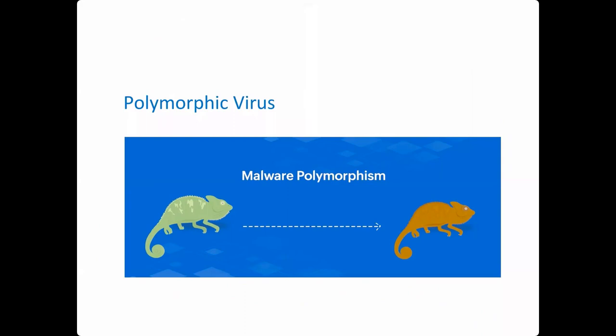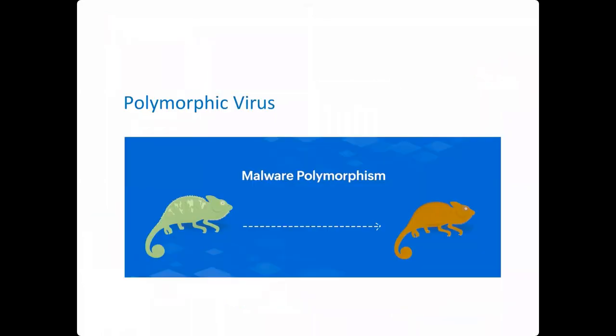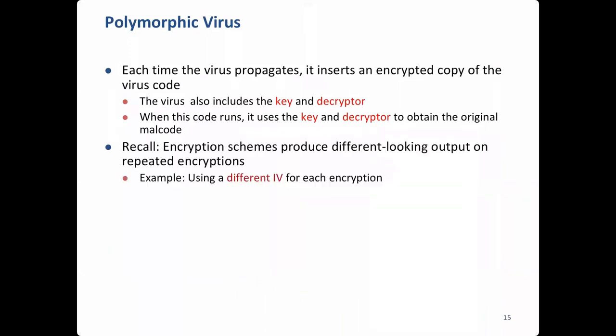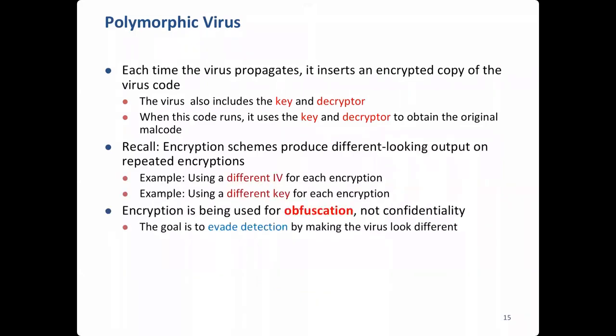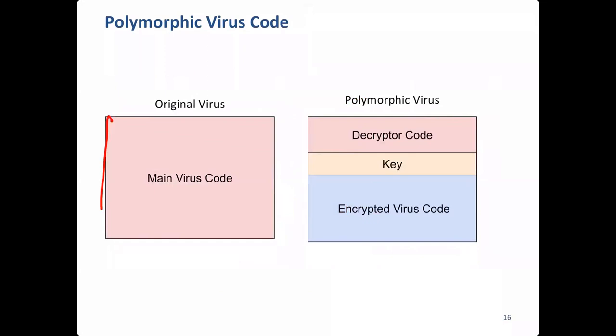Okay, what else can be done if you are a virus writer? How can you evade detection? Here we have said that we will encrypt a virus. Now the key remains the same, and the IV, the initialization vector, also remains the same. Now what you can do is change the key and IV. So this is the main virus code, the original virus.